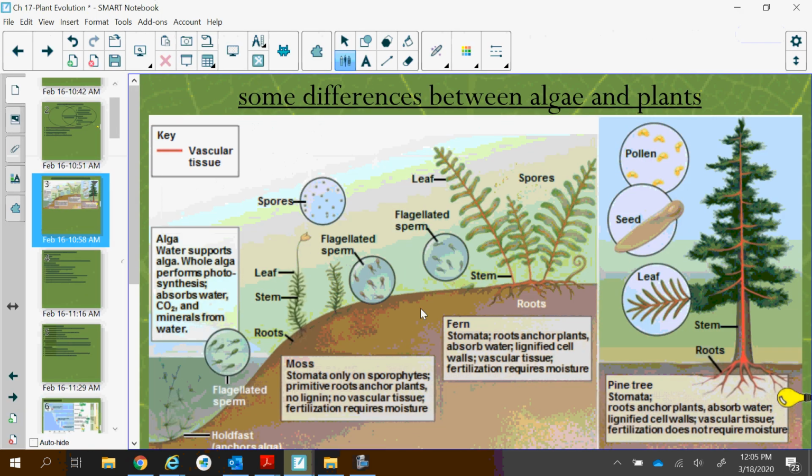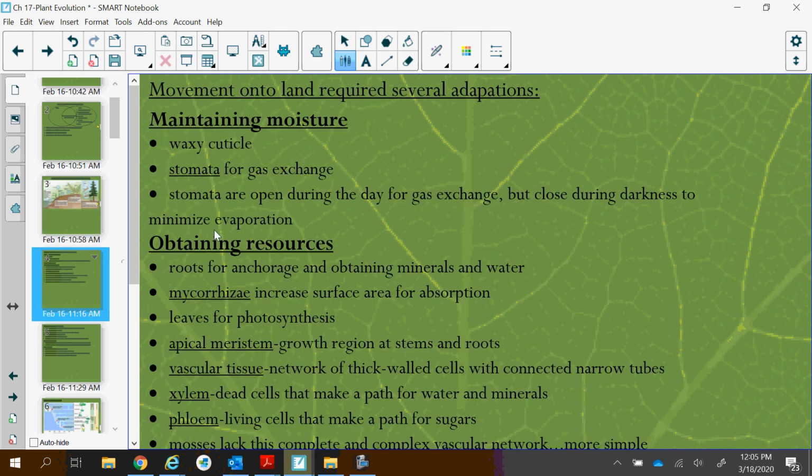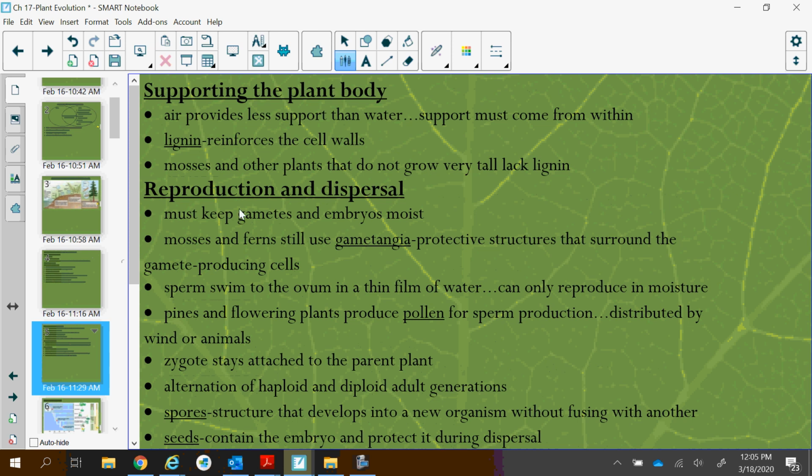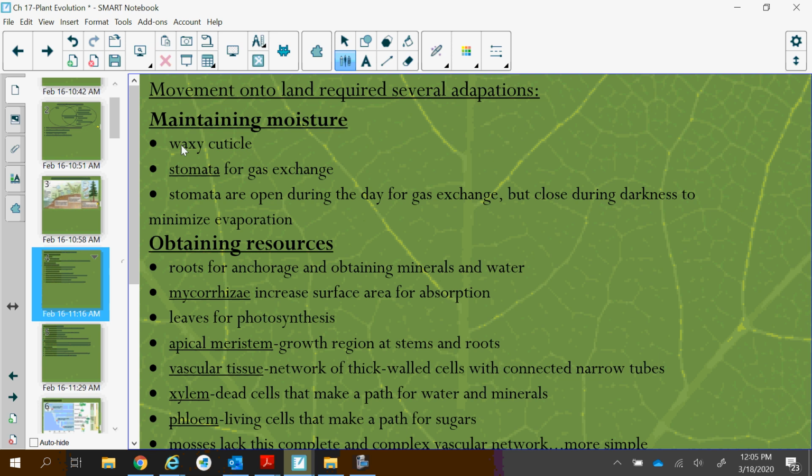So that covers us for this slide. Those are the adaptations. Remember, maintaining moisture, obtaining resources, the root system, supporting the plant body, and then reproduction and dispersal. So I want to cover this a little bit. How do they stay dry now? Moist inside of a dry climate.